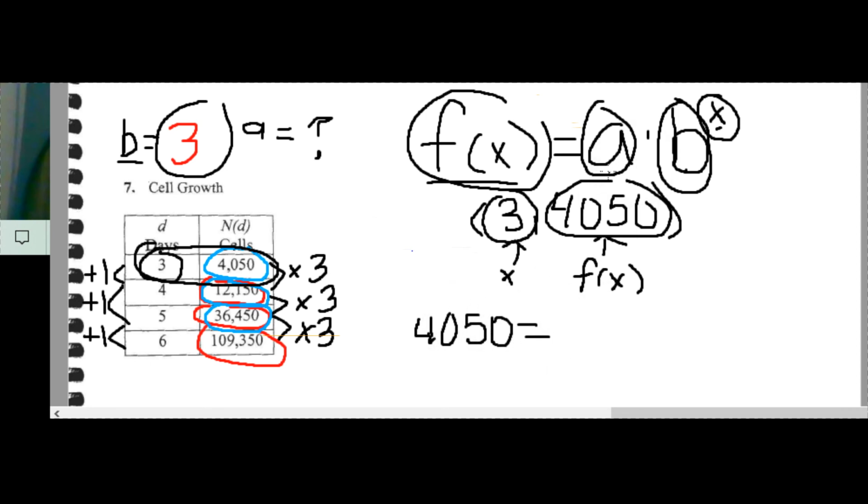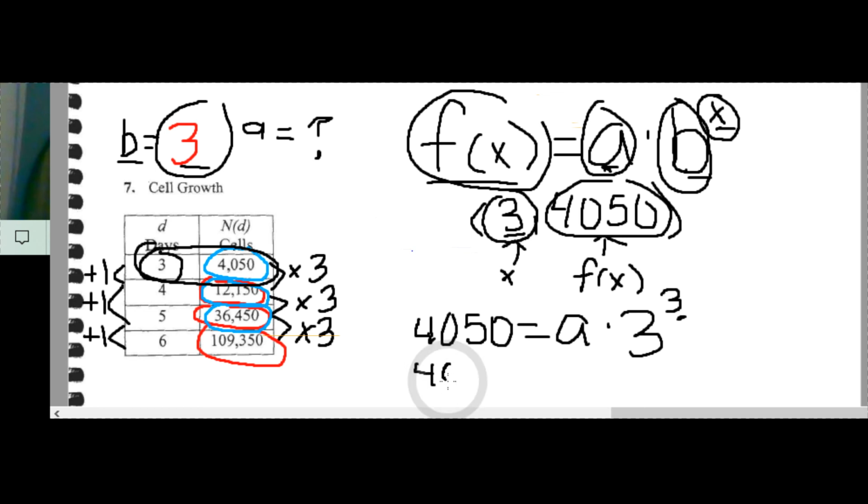4,050 is equal to a, which I'm solving for. I don't know it yet, that's what I want to find out. Times b, my constant multiplier, which I know is 3, to the input power, x, which I know is 3. And now I can solve for a pretty easily. So let's do 3 cubed. Remember, an exponent you can think of just as a copy machine. This means I want 3 copies of 3 being multiplied together. So 3 times 3 times 3. 3 times 3 is 9, times 3 is 27.